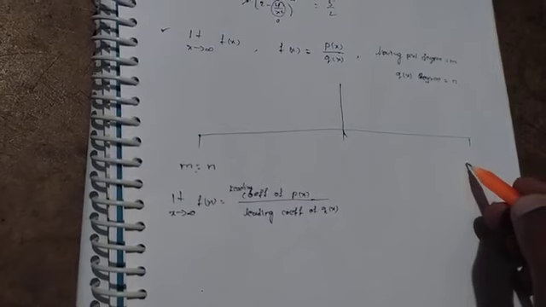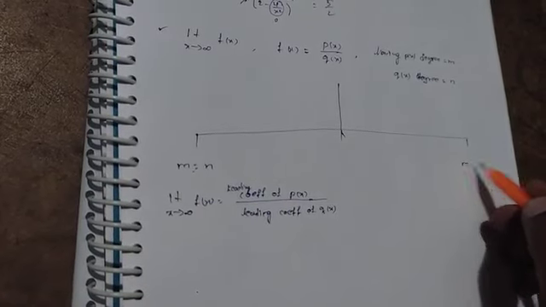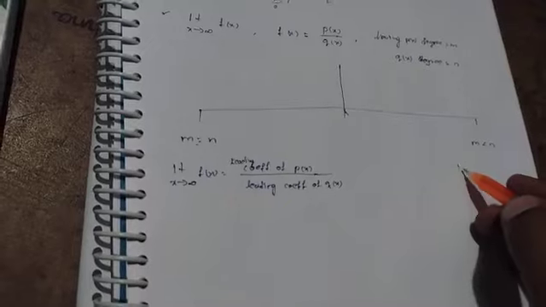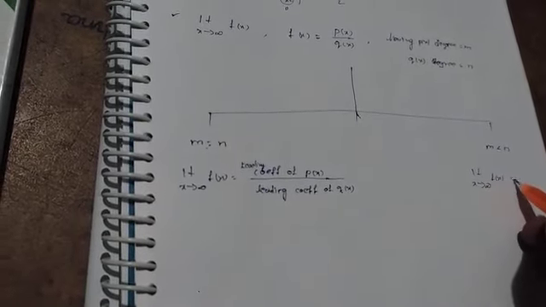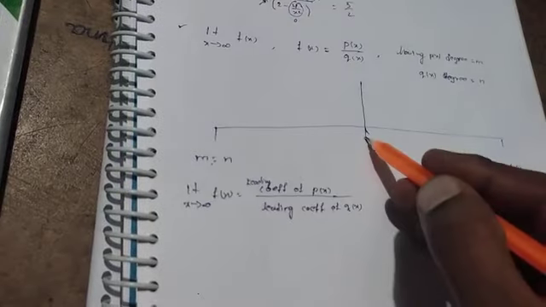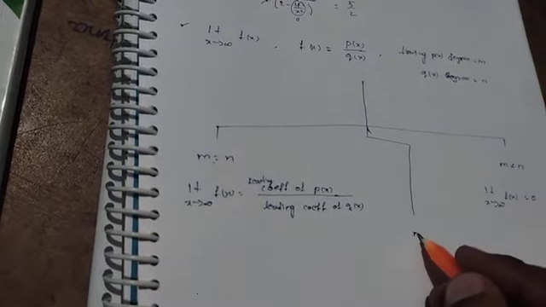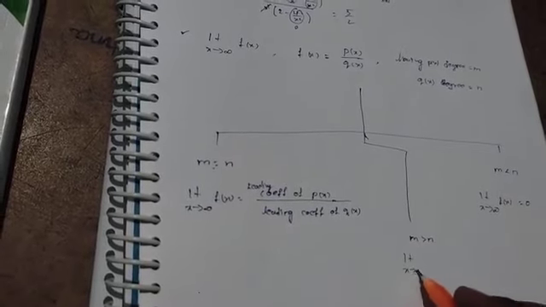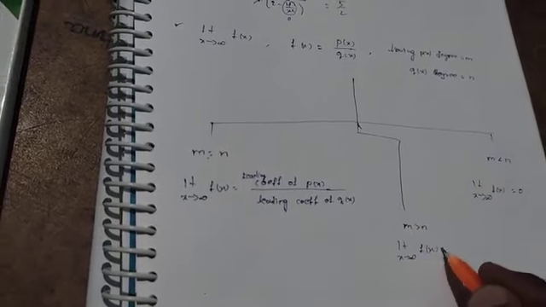If m is less than n, meaning the numerator degree is less than the denominator degree, then the limit as x tends to infinity of f(x) is definitely going to 0. Third, if m is greater than n, then the limit as x tends to infinity of f(x) is going to infinity. So no need to do more calculation.